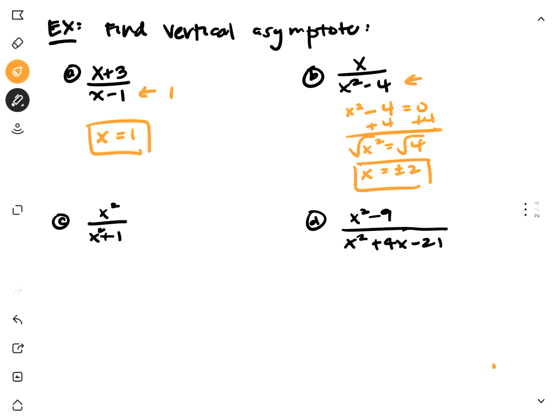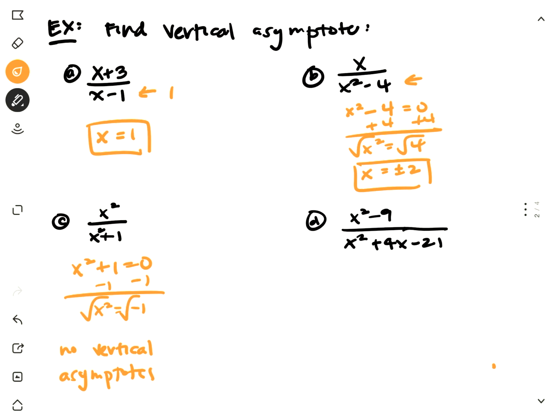Part C, same thing. I'm going to take the denominator and set it equal to 0. x squared equals -1. Oh wait, this is the case where we have an imaginary number. In the case of imaginary numbers, there are no vertical asymptotes, because the domain is all real numbers. There's nothing that we can put in there that's going to break it.